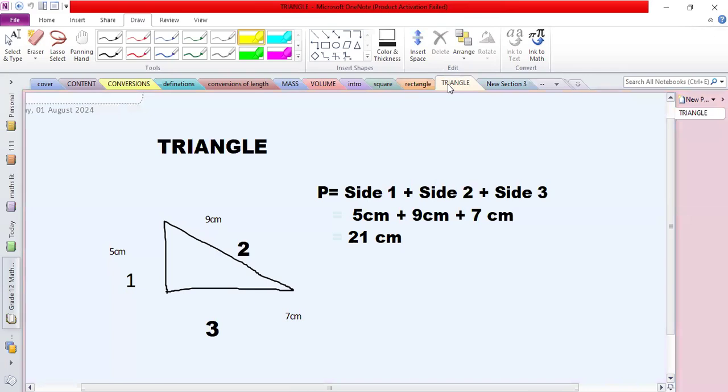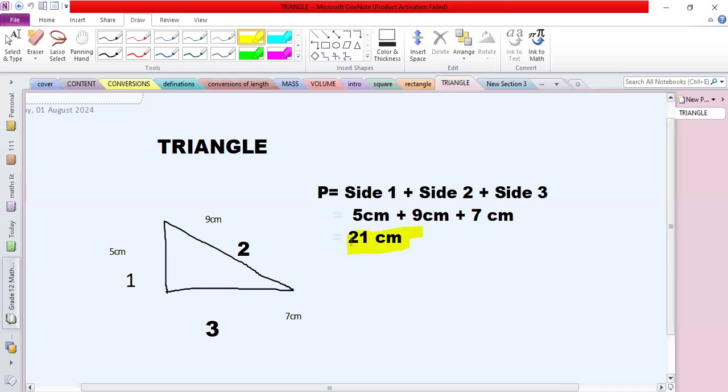We also discussed the perimeter of a triangle. These sides are not equal. We have side 1, side 2, and side 3. Side 1 is 5 centimeter. Side 2 is 9 centimeter. Side 3 is 7 centimeter. So when you are calculating the perimeter of a triangle, you say side 1 plus side 2 plus side 3, which is 5 plus 9 plus 7. And your total will be 21 centimeter.